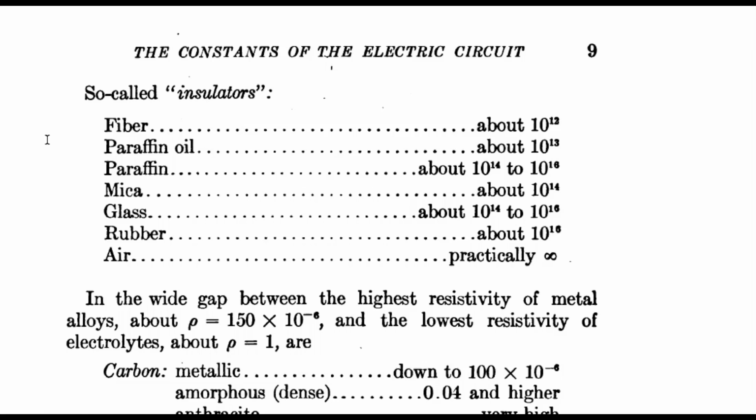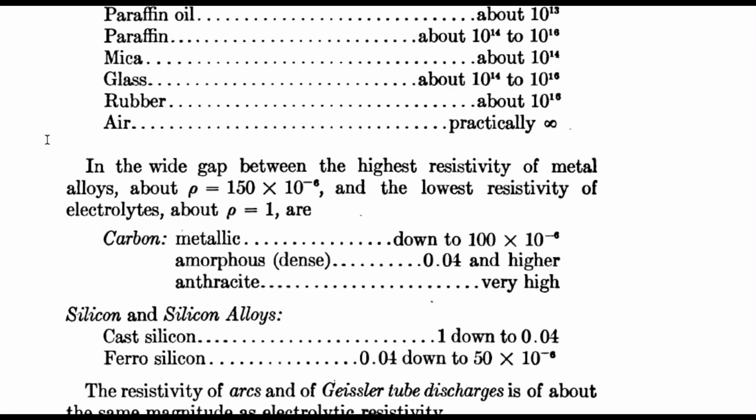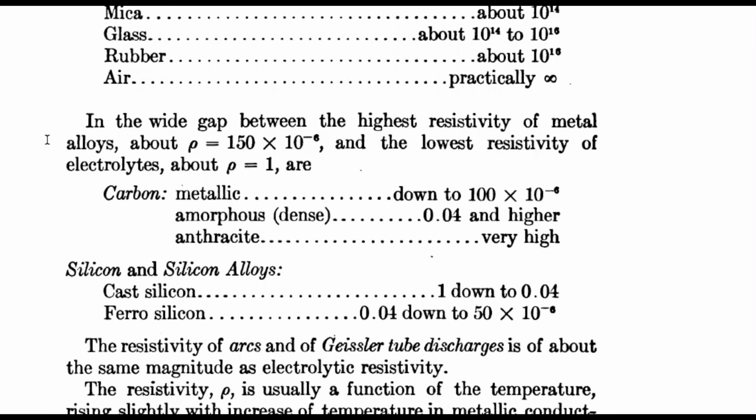In the wide gap between the highest resistivity of metal alloys, about 150 times 10 to the power of negative 6, and the lowest resistivity of electrolytes, about 1, we find the following. Carbon. Metallic carbon has a resistivity as low as 100 times 10 to the power of negative 6. Amorphous dense carbon has a resistivity starting at 0.04 and higher. Anthracite carbon exhibits very high resistivity.